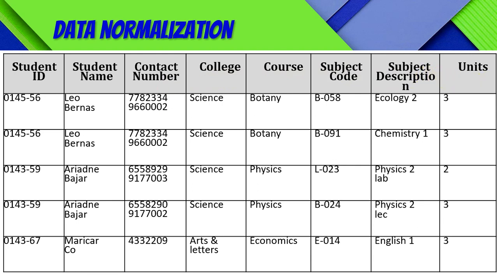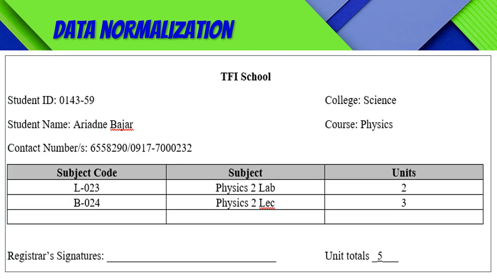Okay, but do you notice something is missing? What's missing? We have student ID, student name, contact number, subject code, subject description, the units, the college, and the course. But the registrar's signature is missing. Okay, why is the registrar's signature missing? Because the registrar's signature is done only to make the form more valid.